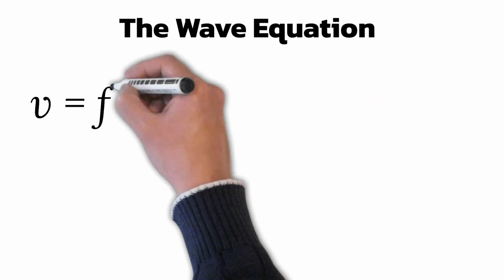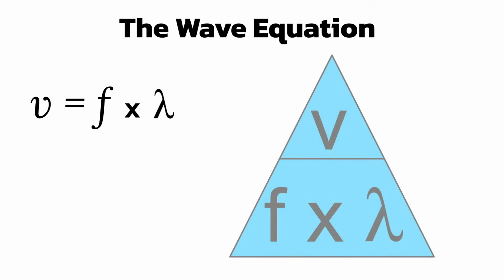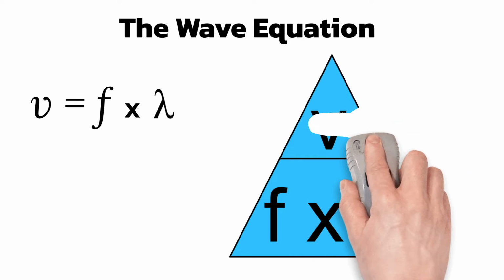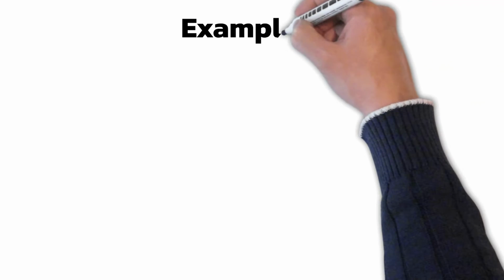Some students like to use a triangle to help with rearranging formula. So starting with v equals f times lambda, the v in the triangle is covered to get the correct formula for velocity. Let's try an example question.